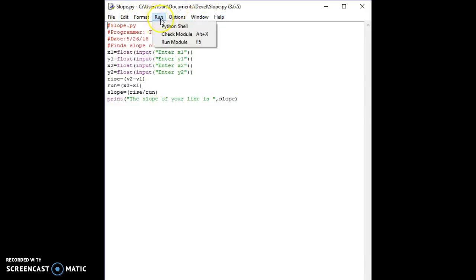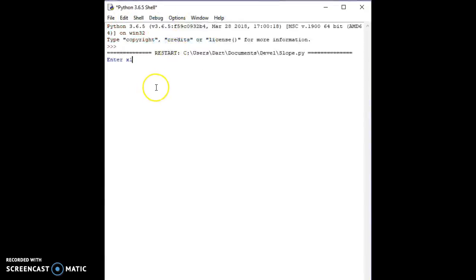File, run module. So we see -2, -1, 3, 4, which I believe is 6, or 1. There we go. I believe that's correct. I'd have to double check.